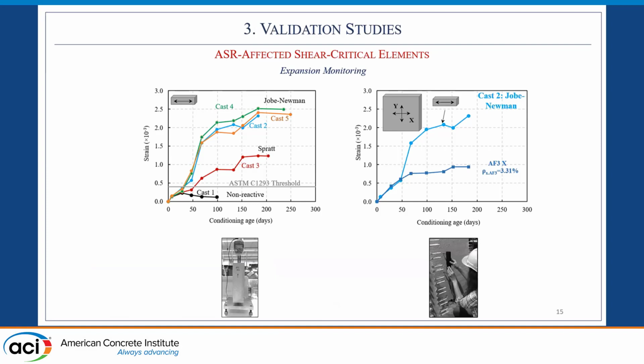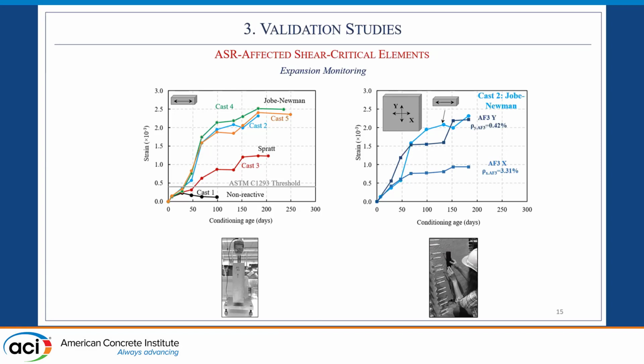And what I want to show you here is the anisotropy that we observed in the expansion. So first, I'm plotting on the right plot, we can see with the light blue, the results that we measured on the plain prism specimen. And now along the X direction for panel number 3, we have 3.31% reinforcement ratio, and we can see that the surface strains that we measure are significantly lower.